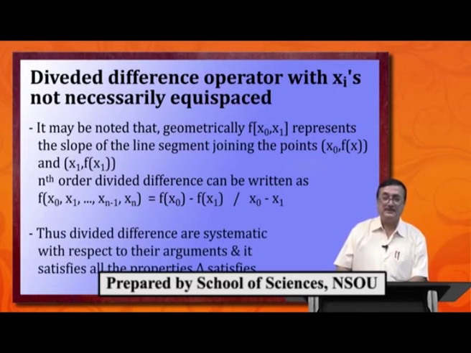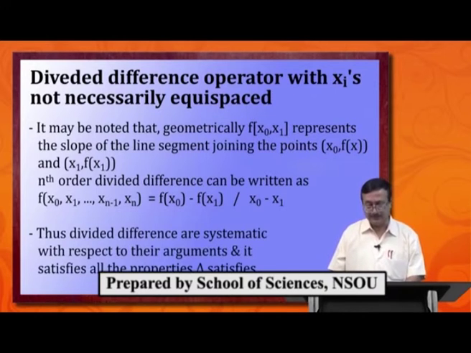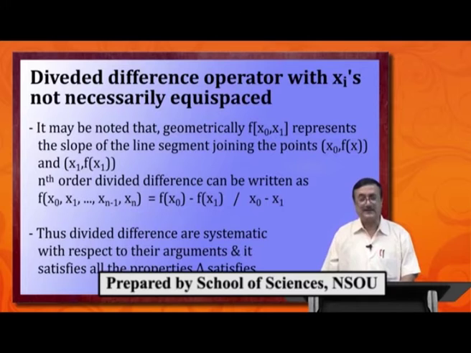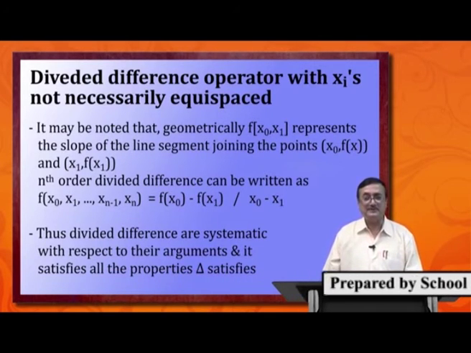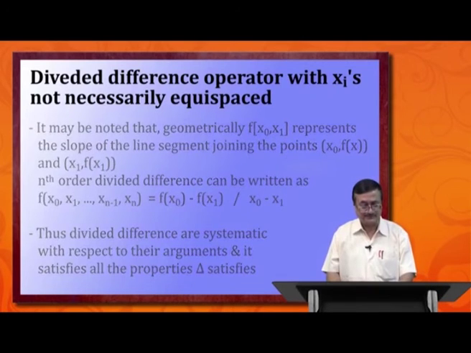Thus, divided differences are symmetric with respect to their arguments, and this satisfies all the properties that delta, that is the finite forward difference, satisfies: the commutative law, the distributive law, the index law, etc. Divided difference also satisfies all types of properties that the forward difference delta operator satisfies.